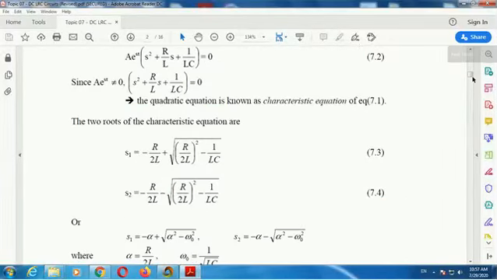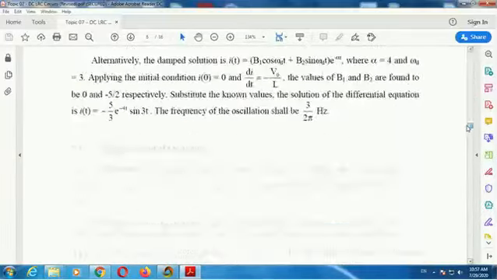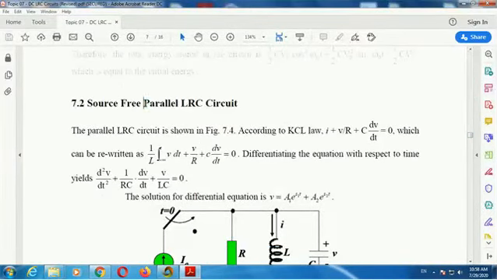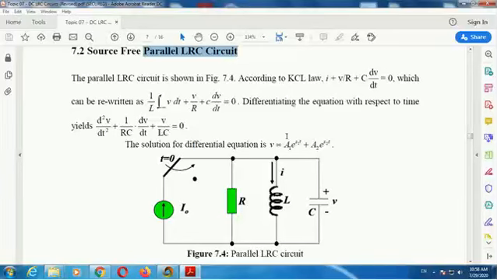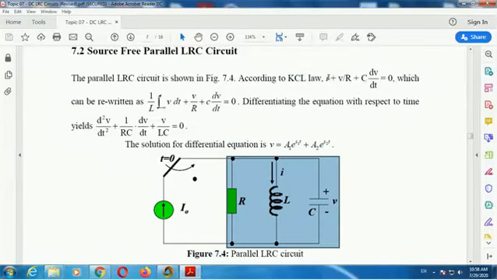Now we want to go to the parallel RLC circuit, second order. It means a current source with R, L, and C connected in parallel. Same, it has three conditions: underdamped, overdamped, and critically damped. We use Kirchhoff's current law on these three branches. This current is V over R, then this current is C dV/dt.